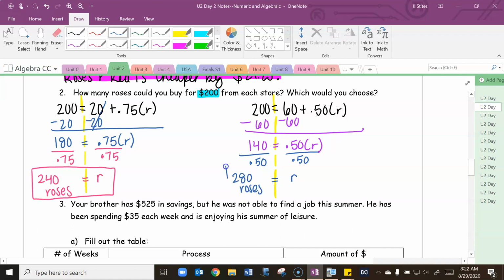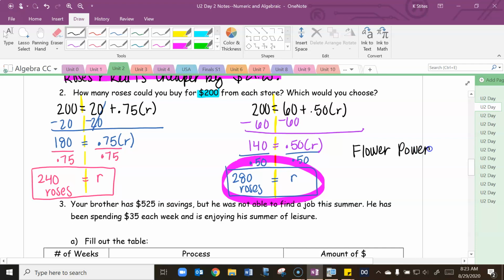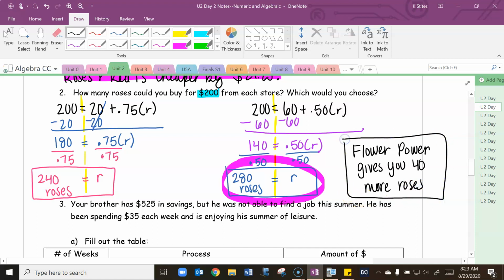roses. So I want you to think, if you spent $200, which would you rather get? 240 roses or 280 roses? And my guess is you would say, well, I want this. I want more roses for the same amount of money. So that means in this situation, Flower Power is better. And I'm going to say Flower Power gives you 40 more roses. Right? So it's like 40 extra roses for free. Why not? So Flower Power it is.